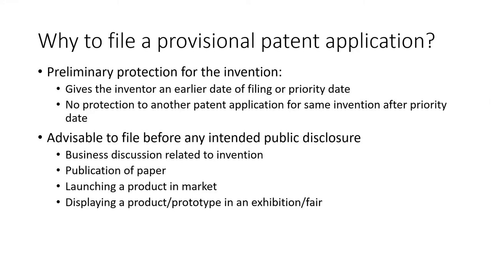So coming to when you need to file a provisional patent application, it is always advisable whenever you are going for any intended public disclosure. Like I said, you have developed an innovation and now you are going for a business discussion related to that invention, or maybe you are going to publish a paper. Maybe you are a lecturer or a student who has developed something innovative and wants to publish a paper. So you should ideally try to protect that before you publish that paper.